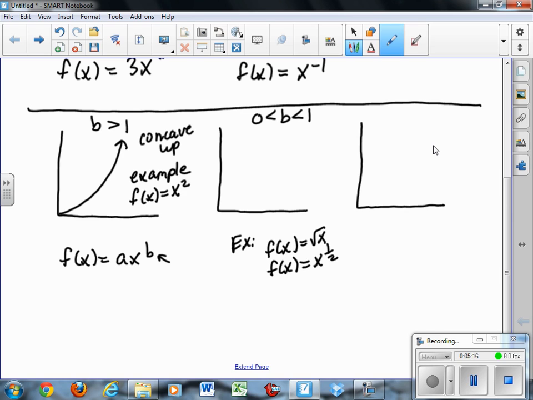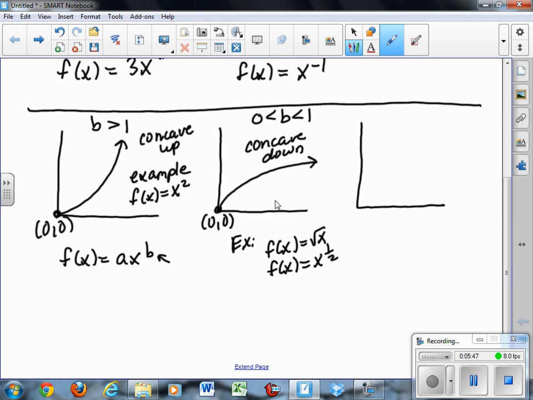That still starts at the origin because when x is 0, y is 0. But now it's going to curve downward, so this is going to be concave down. Notice that both of them go through the point 0, 0. So it includes the point at the origin, because if I plug in 0 for x and it's raised to an exponent, it's still going to be a times 0. If I plugged in 0 for x here, it's going to be 0.